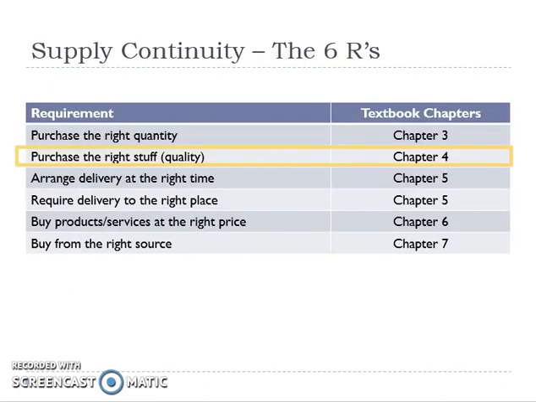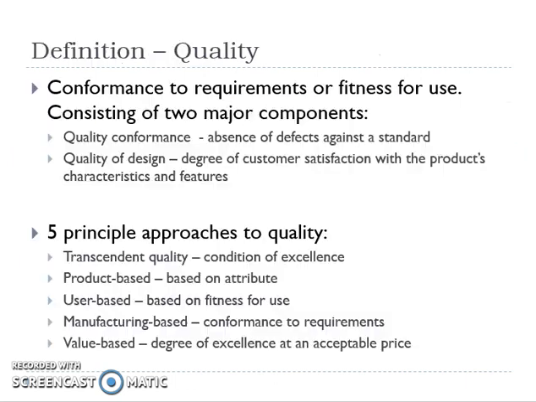On to the next slide. Here we are in the 6 R's, and number 2 on the list is the right quality, which is reviewed in chapter 4 of your text. I've been saying this word quality over and over again. What does it actually mean? Well, it means different things to different people. By definition, quality is the conformance of requirements for fitness for use.